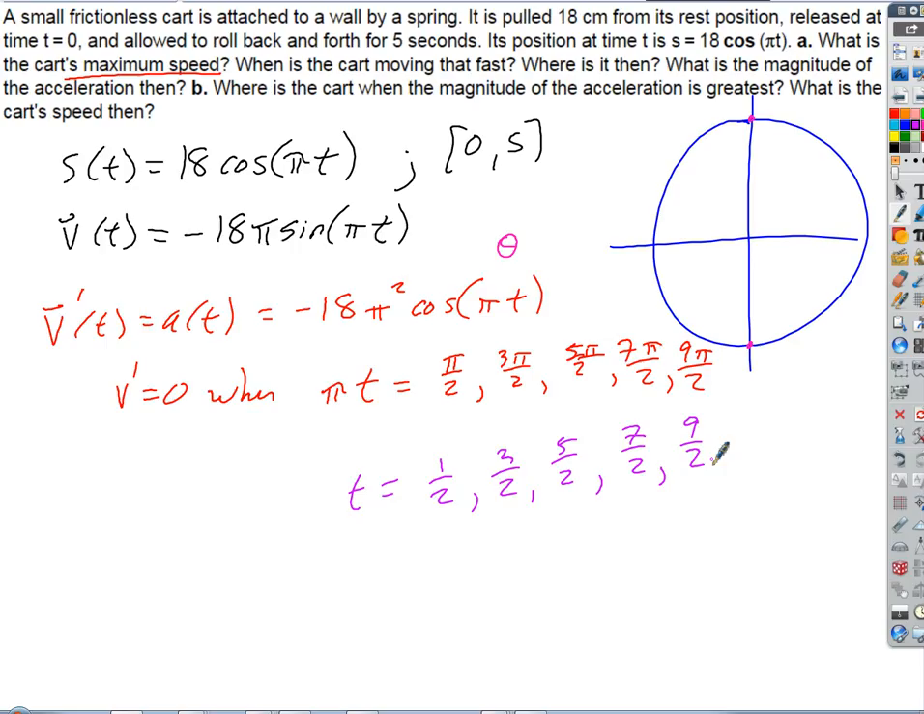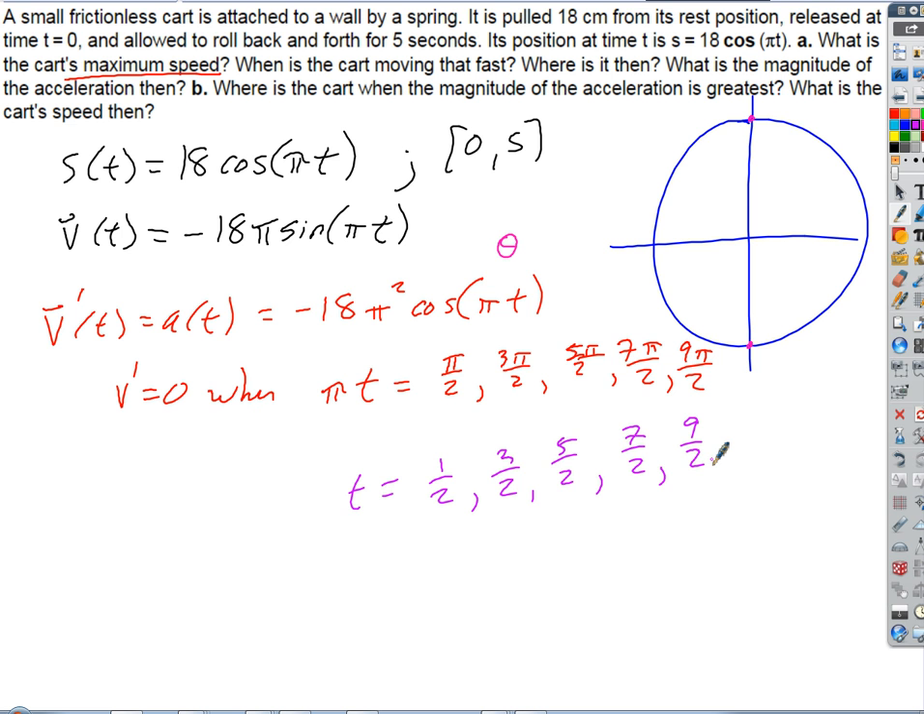Right, everybody with me? So those are the values of t, and those are within our domain. And there's an infinite number of them on the infinite domain, but we're restricted. Good. So then, how fast is it going there? It wants to know, when is it moving that fast? First of all, are all these going to be maximum? We should probably find out.